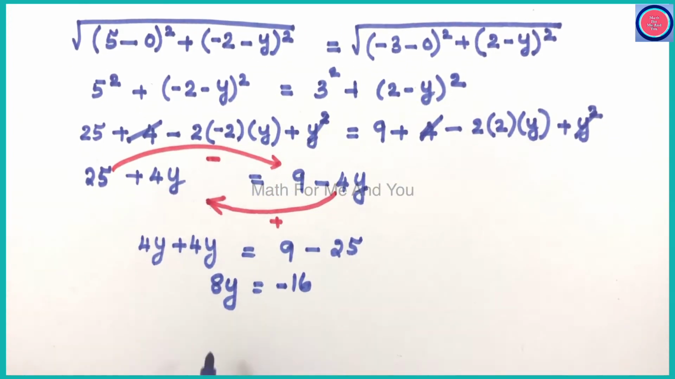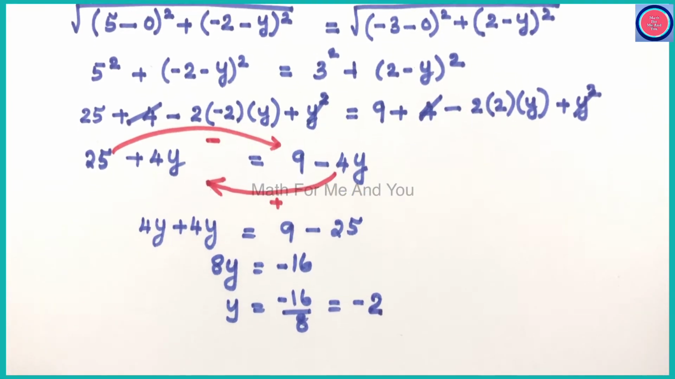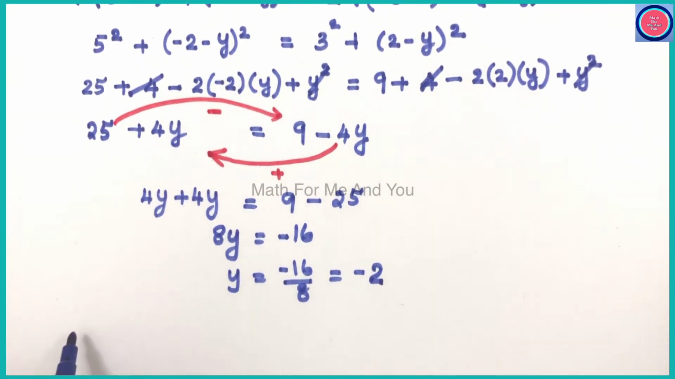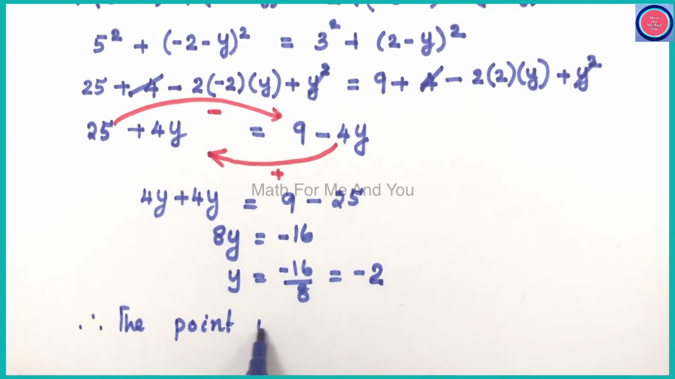How to get the value of y? Yes, we could divide by 8. So we get minus 16 over 8 is equal to minus 2. Now we get the number for y, that is minus 2. How to write the point? The point on the y-axis is of the form 0y. That means the point is 0, minus 2, because y is minus 2. This is the required point.